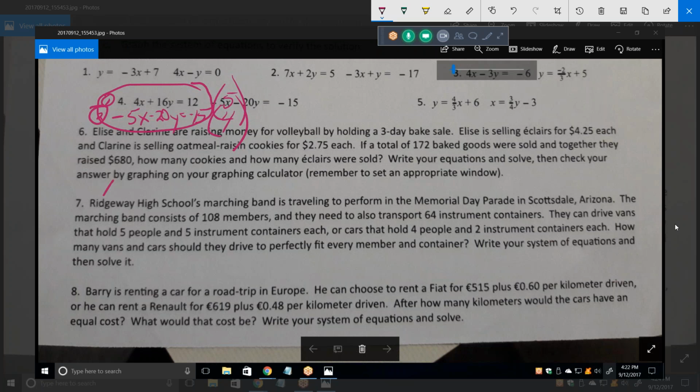So, what's my new equation 1? Remember, I'm multiplying by 5. So 20x plus 80y equals 60. And what's the second equation going to make? Multiply. Negative 20.